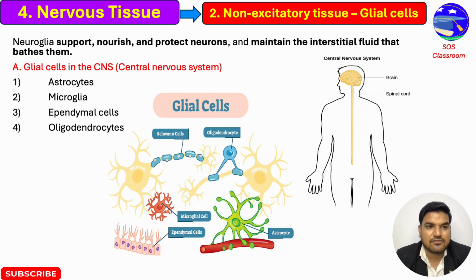So what are the glial cells present in the brain and spinal cord? Astrocytes, microglia, ependymal cells, and oligodendrocytes. You can see this is the astrocyte cell, this is the microglial cell, this is the ependymal cell, and this is the oligodendrocyte cell. So these are the four cells present in the central nervous system, meaning brain and spinal cord.